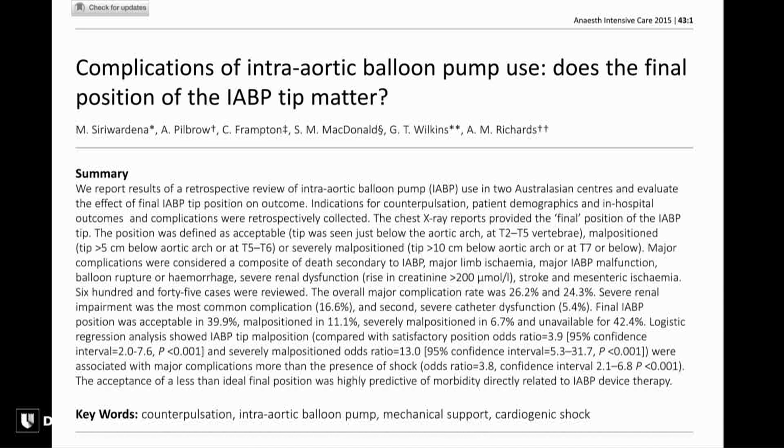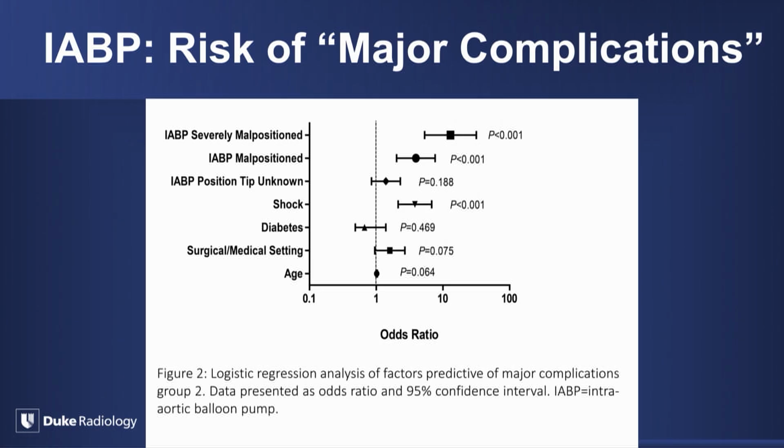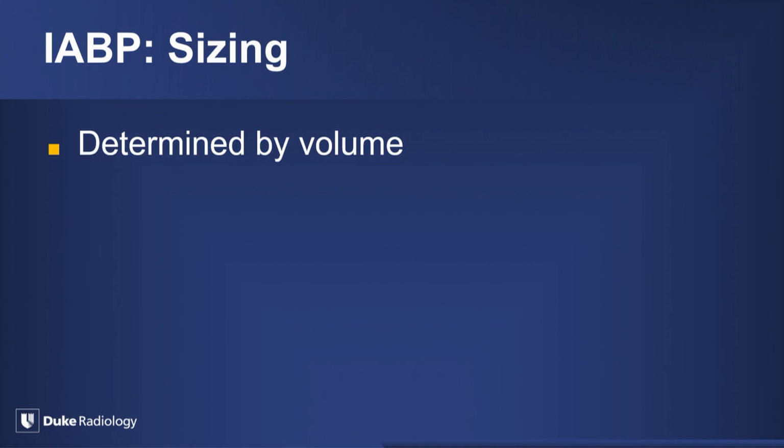And then they looked at major complications such as limb ischemia, death related to the IABP, stroke, mesenteric ischemia, renal dysfunction, etc. And what they saw was a stepwise increase in complications, all right, the more malpositioned the balloon was. So yeah, it does appear that balloon pump catheter positioning is important.